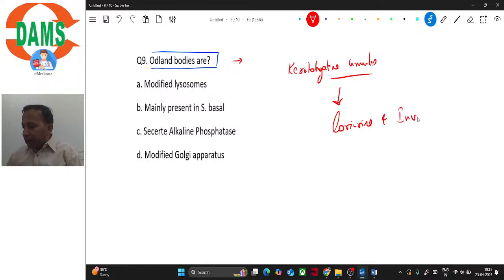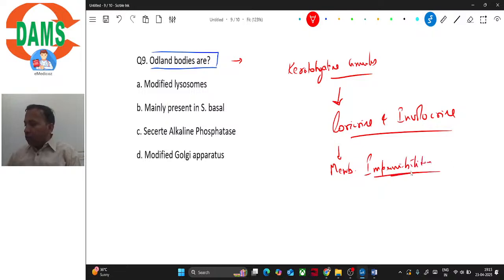and involucrin, isn't it? They are responsible for increasing impermeability of the oral mucosa, isn't it? They basically make a barrier against the permeability. So they secrete loricrin and involucrin, isn't it?